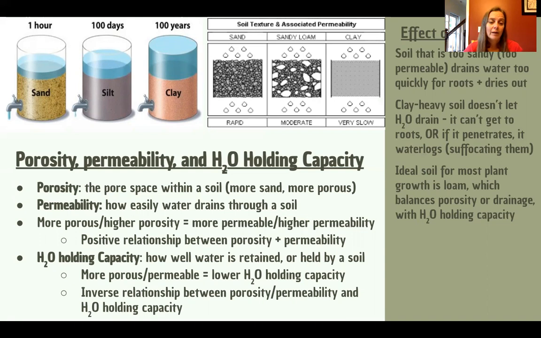If we have a soil that is too impermeable, water can't get to the roots, or if it does get to the roots, it sits there, it waterlogs those roots, can actually cause the roots to rot, and it can suffocate the roots because the air also needs to be able to get to roots in order for plants to grow. So our ideal soil for most plant growth is a loam, which balances porosity and water holding capacity.